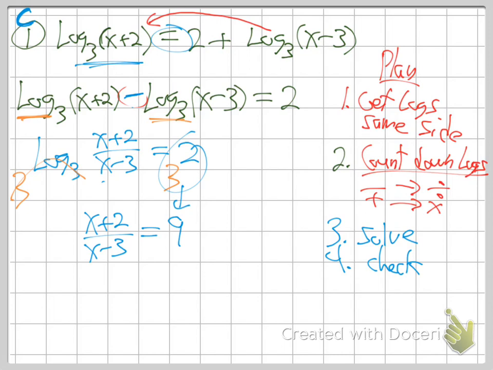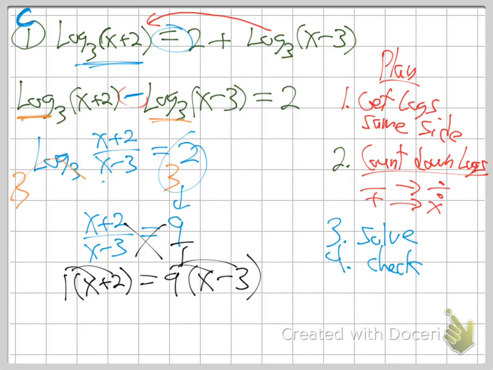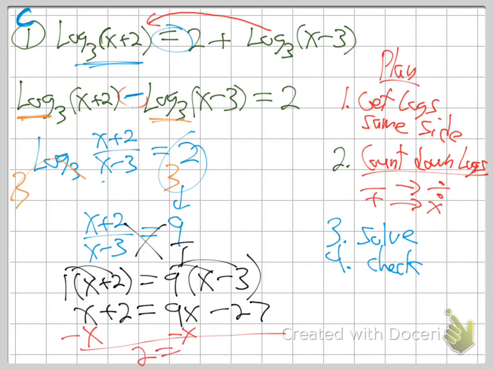We're on step 3, solving. What do I do to solve when you've got a fraction on one side, whole number on the other? Cross multiply? Yeah. Put this over 1, diagonal. 1 times x plus 2 is 9 times x minus 3. And then just distribute that. Boom, boom, boom, boom. x plus 2 equals 9x minus 27. We're close. Now we just solve for x. I'll subtract x from both sides. 2 equals what? 8x minus 27.